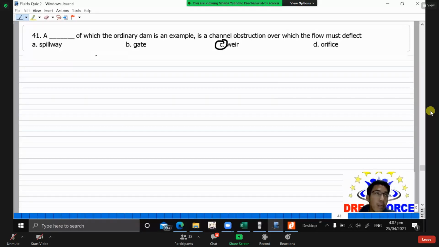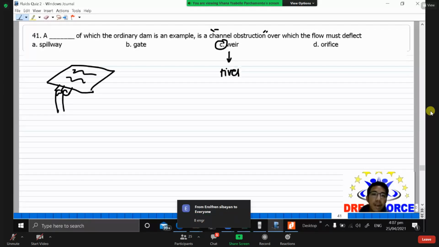Kaya ang pinagkaiba lang ng dam sa weir, yung dam, alam mo naman itsura ng dam, di ba? For example, sa mga bundok, nilalagyan nila ng barrier. Andito yung dam natin, yung water. Tapos, meron lang silang spillway dito. Diyan lumalabas yung tubig. Wherein sa weir natin, sabi nga dito, this is the channel obstruction.